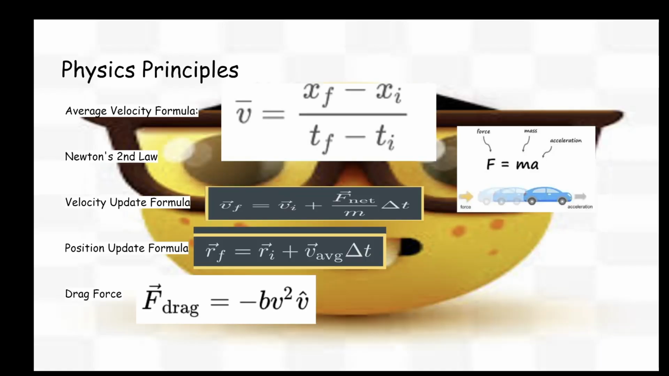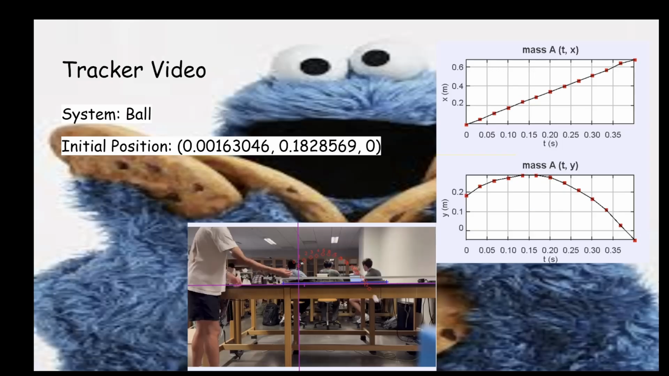So physics principles: average velocity formula, Newton's second law, velocity update formula, position update formula, all the concepts we used in lab 1, and then drag force, which is new. So Tracker video, we have a system, which is our ball, and our initial position 0.001, 6, and 0.18. And you can see we throw the ball from y equals 0.18, and it goes up and then goes down, affected by gravity. You can see on the right the graphs of the x and the y position, which are linear and parabolic.